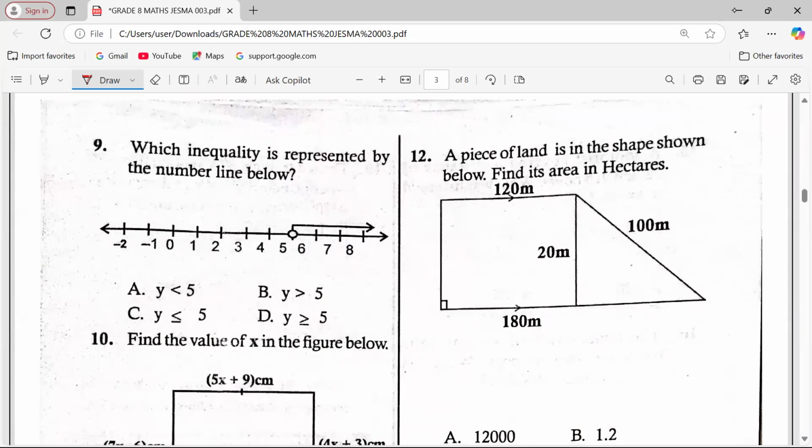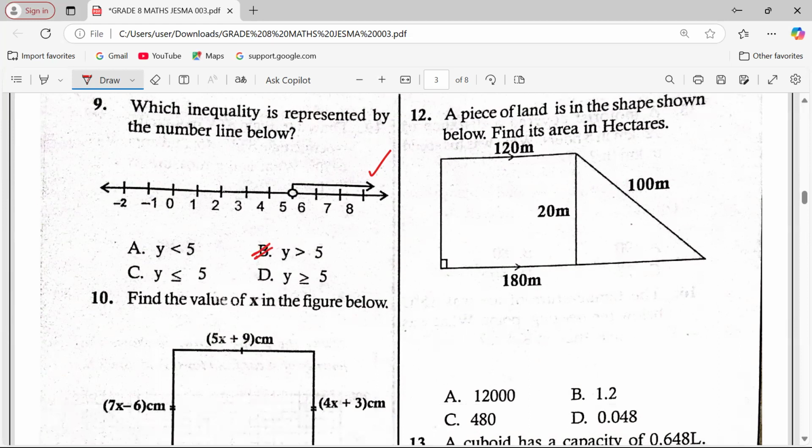Looking at number 9, which inequality is represented by the number line below? On a number line, there is an inequality which has been represented. You can see it is from 5, and we are extending to the right. To the right of 5, values are greater than 5 itself. Therefore, if the inequality is chosen to be in terms of y, then it will be y greater than 5.